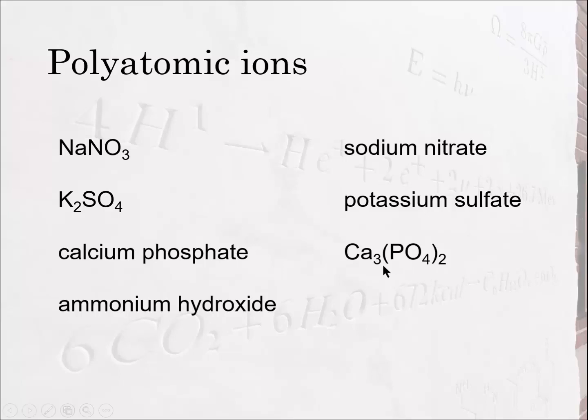My last example has 2 polyatomic ions, and the formula is NH4OH. No brackets are needed because there's only 1 of each ion.